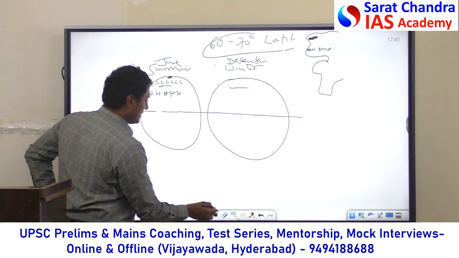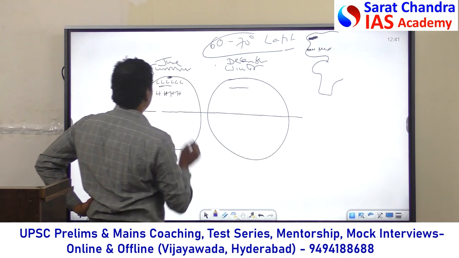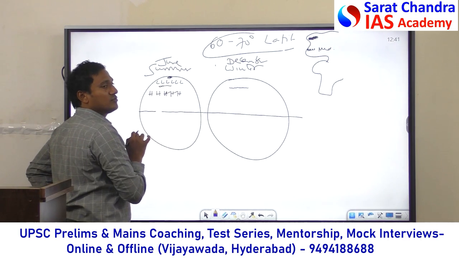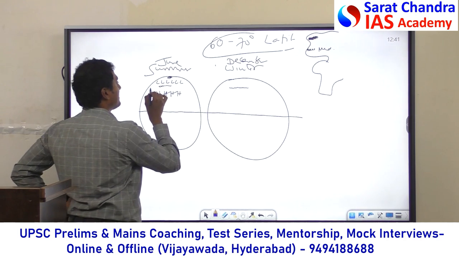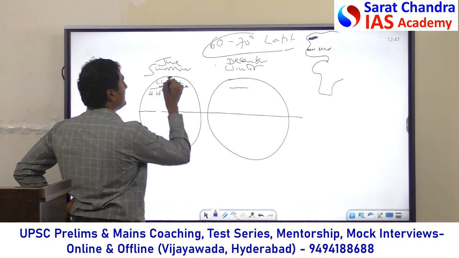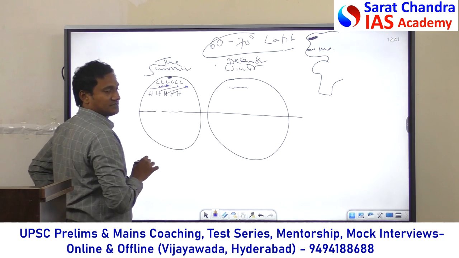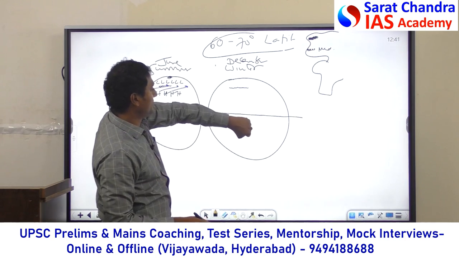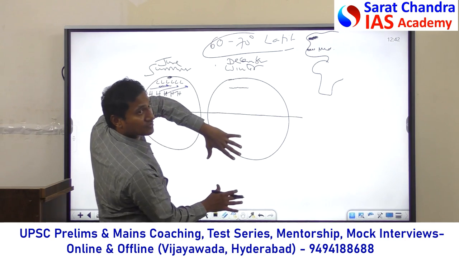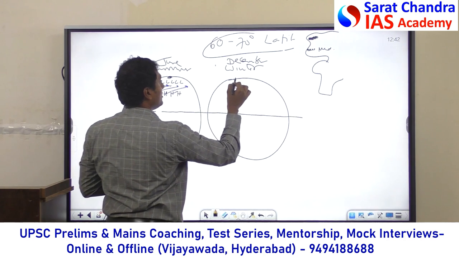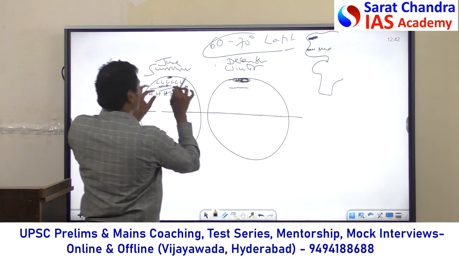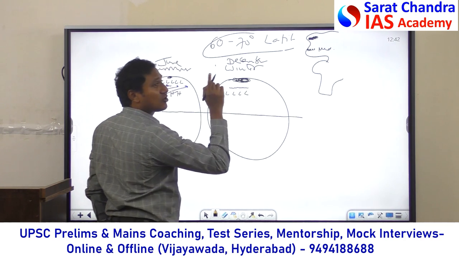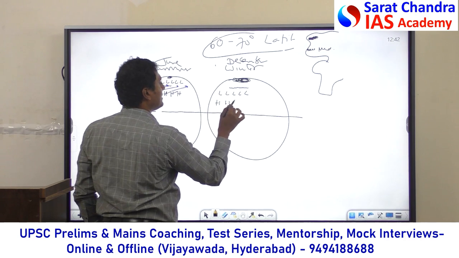So here, which kind of winds will blow in summers? This is subtropical high pressure, and this is subpolar low pressure. Which one will move? Very good, westerlies. Westerlies will be moving in the summer season. Now come to the winter season. Friends, in the winter season the sun will be here, so everything will come down. This is the polar high pressure belt, and the low pressure belt comes down, the subpolar low pressure belt, then again the subtropical high pressure.